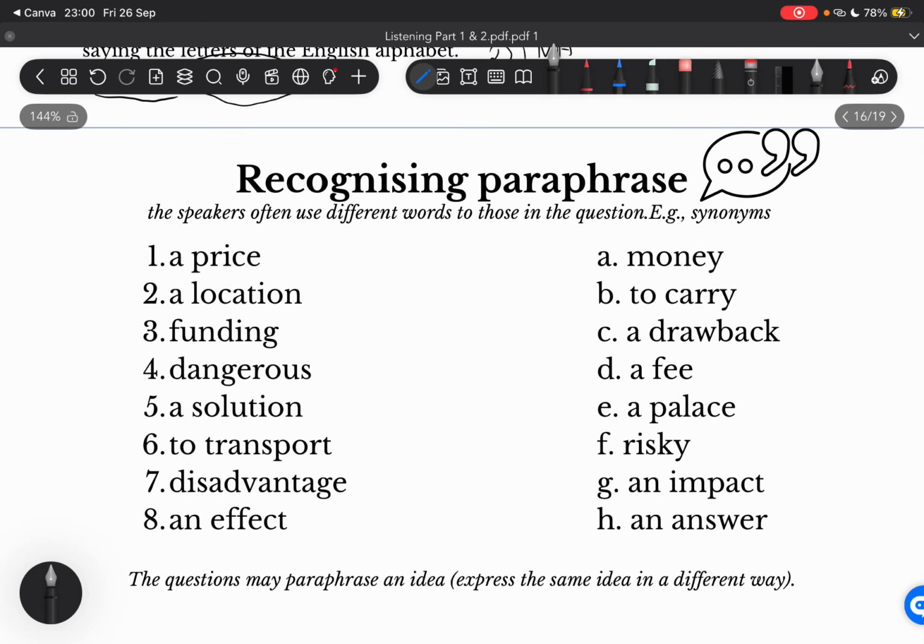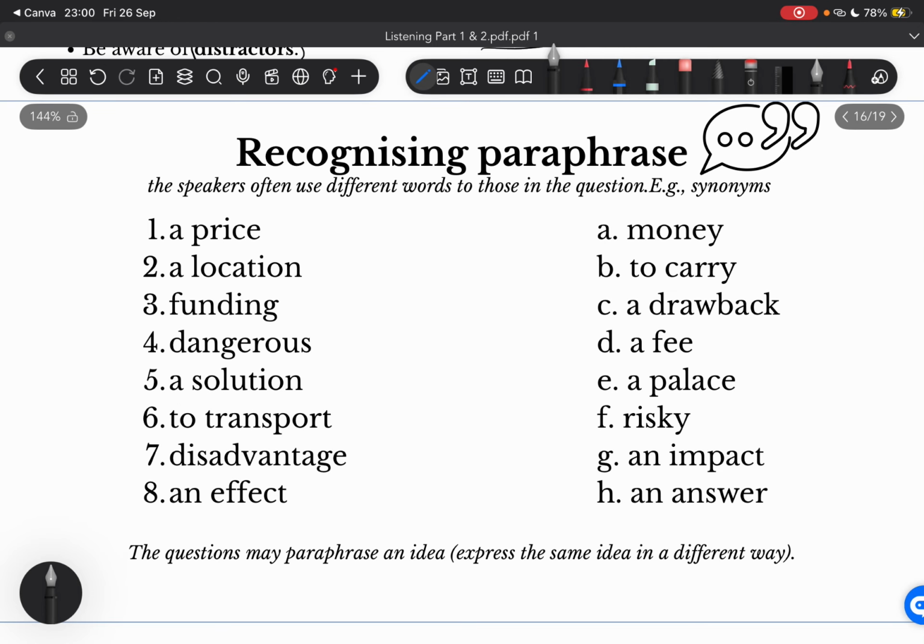Alright, let's go on. We've got recognizing paraphrase. Well, as I said earlier, the words might not come in the exact same way as they are in the questions. So for example, the word a price, you may hear it as a fee because a price refers to a fee. Well, a location, well, it is a place. Well, they are not synonyms, right? But when you have the word location in your question and you hear it as a place in the recording, you immediately know what they're talking about. They're talking about the location.